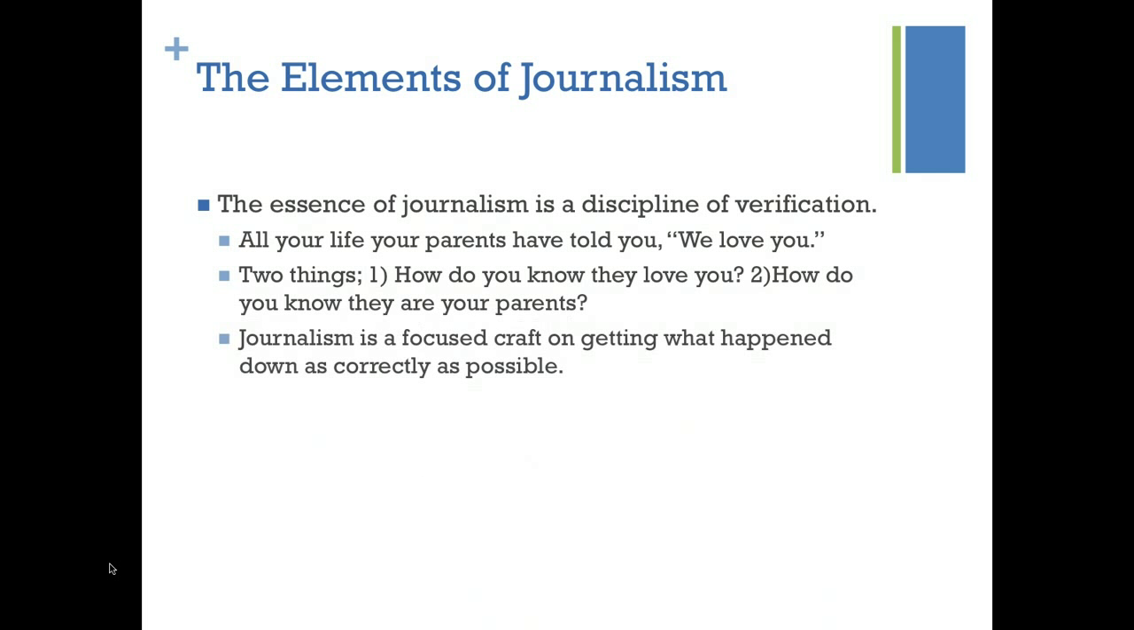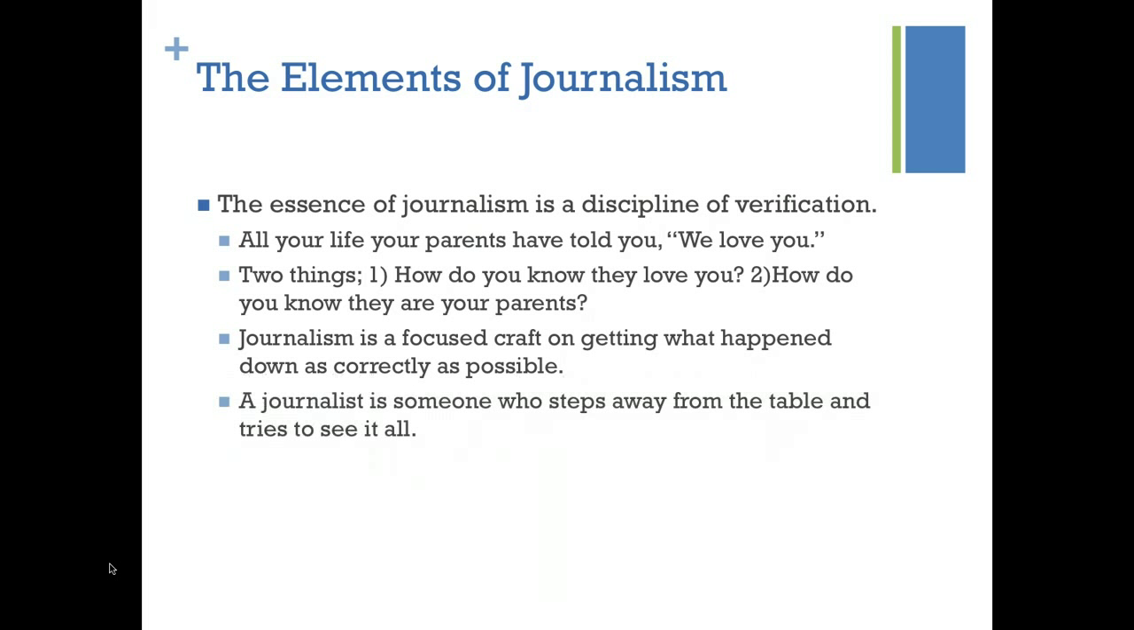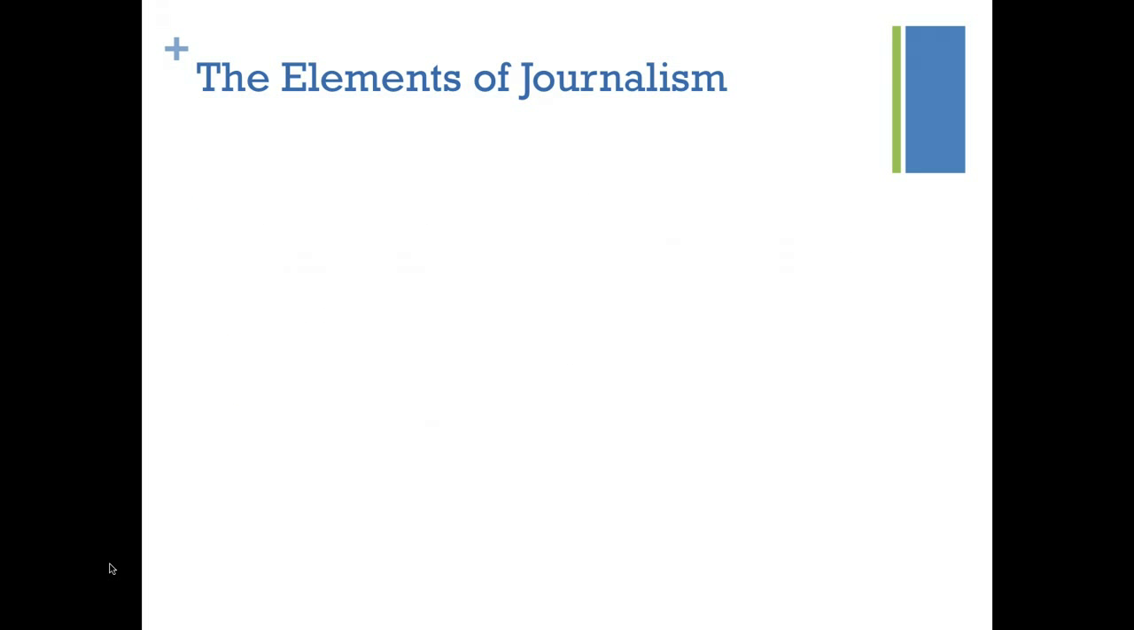This means that journalism is a focused craft on getting what happened down as correctly as possible, and we have to verify that information through more than one source. Photographs are exactly the same. The information that we need in photographs to give those photographs context into the news, we need to verify that information. In order to do that, a journalist really is someone who can step away from the table and can see the entire picture. They can see everything. They take a look at everything, and that's really what that means, okay?